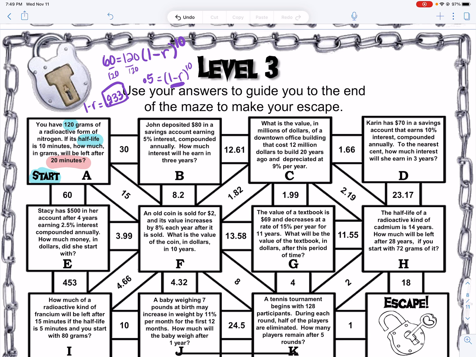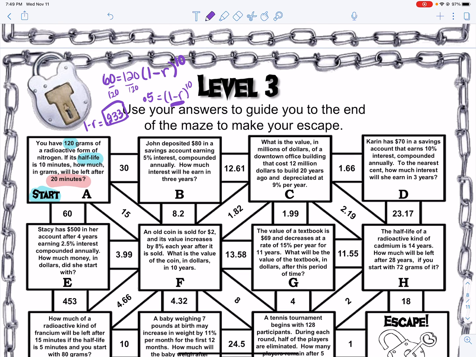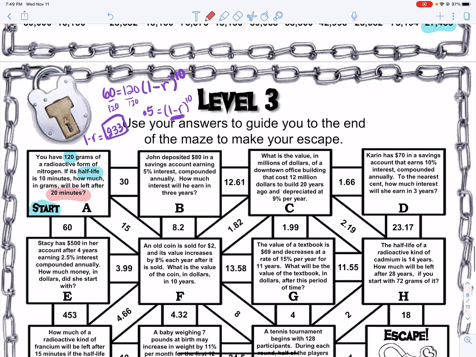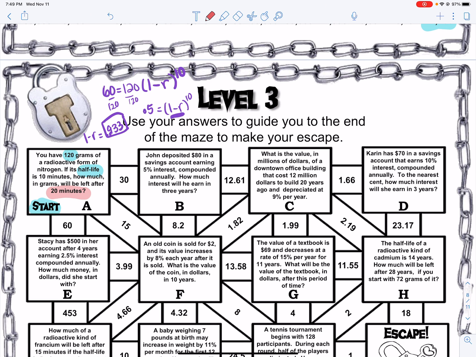Well, now that I know my rate, then I can go back in, and I said these ones are harder. I'm going to go back in. I'm going to say y equals 120 times 0.933 to the 20th, because I found my rate. So I'm going to do 120 times 0.933 to the 20th. And my answer is 29.97, right? And you can't have 0.97 of a bacteria.